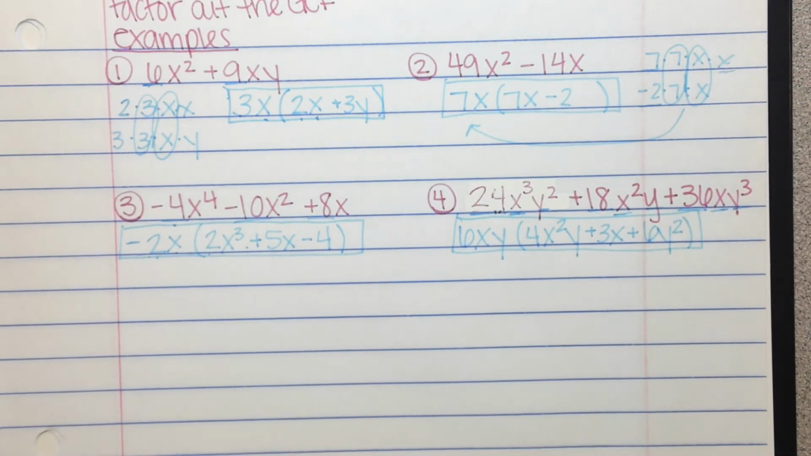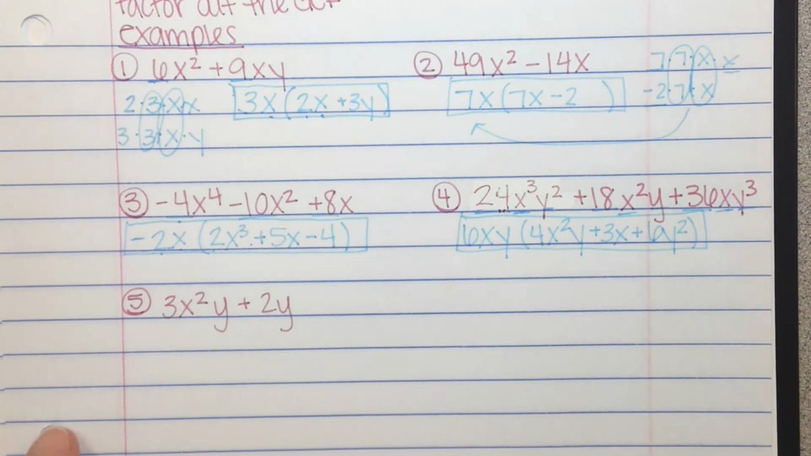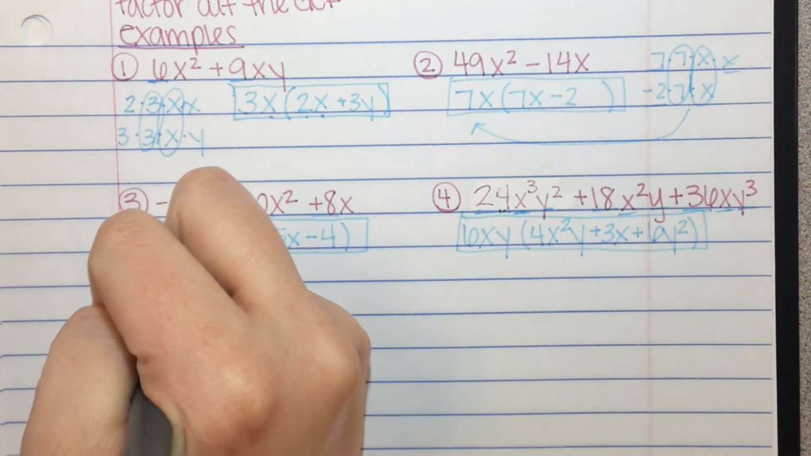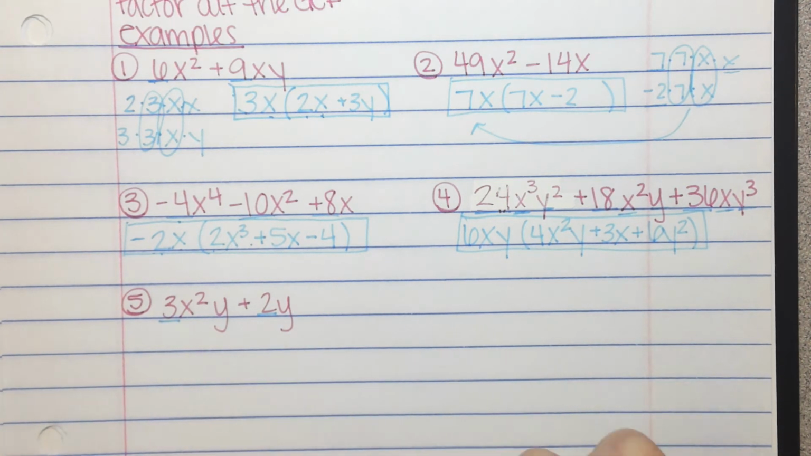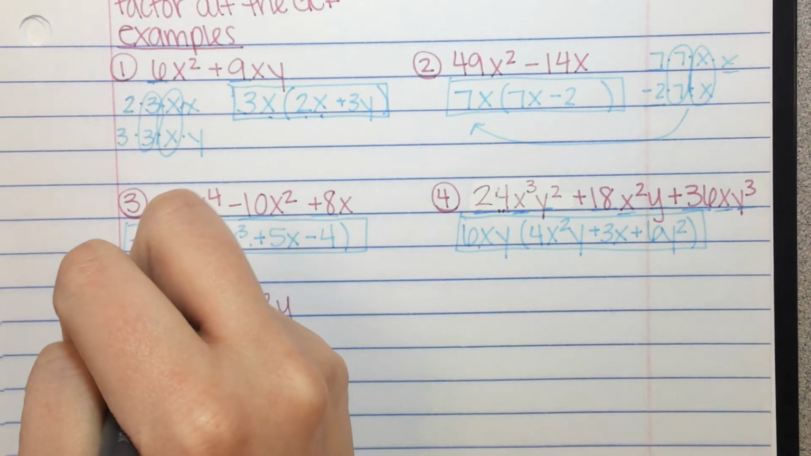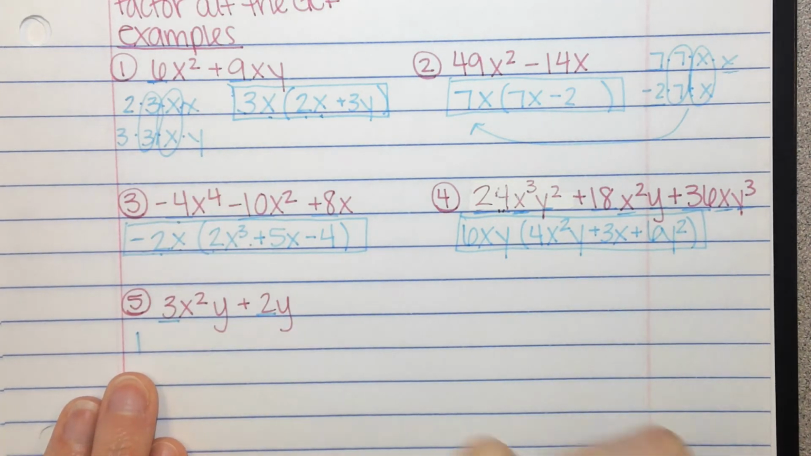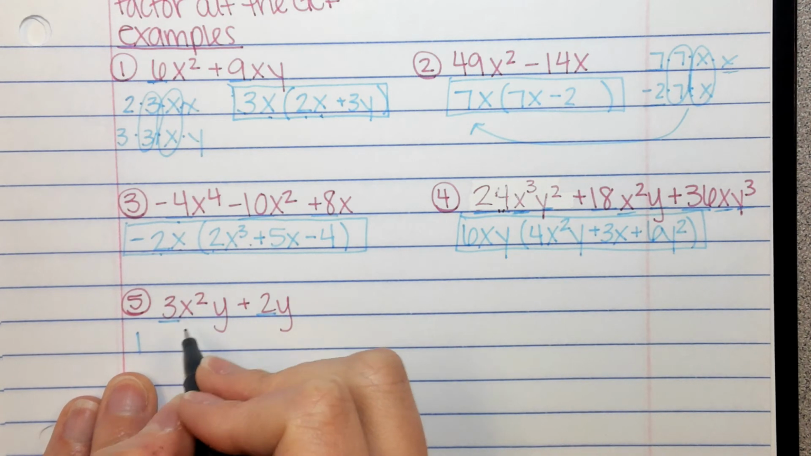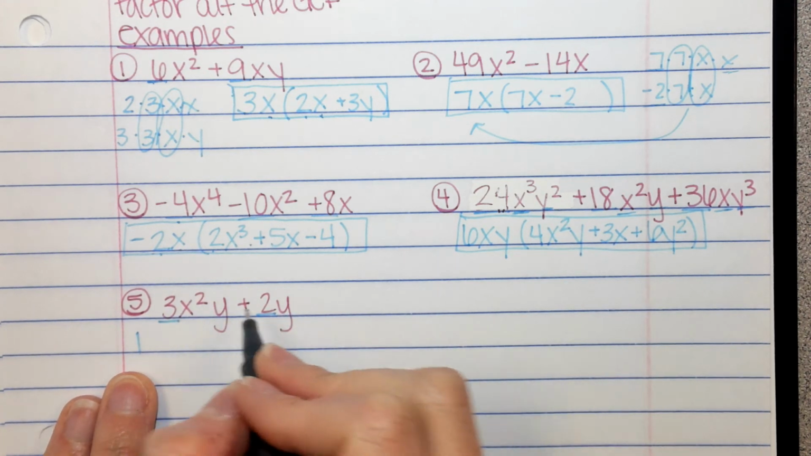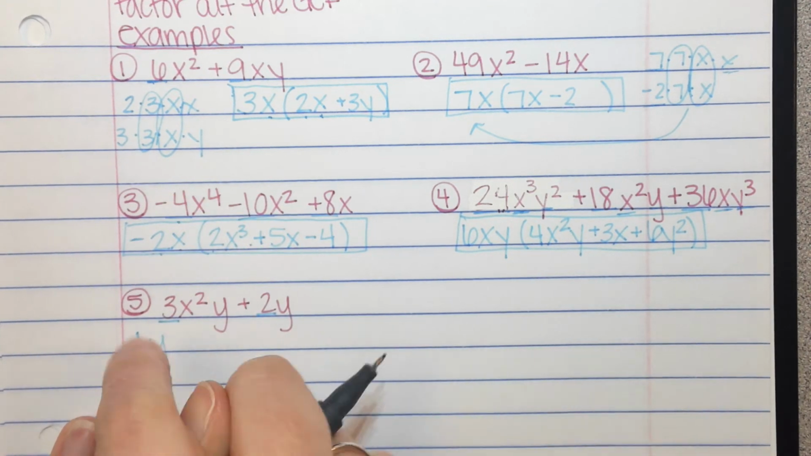Okay, our last example, we're going to look at it a little bit different. So we have 3x squared y plus 2y. So look at your numbers. We have 3 and 2. What's the GCF of 3 and 2? It's just a 1. So we could pull out a 1 there if you want to, if that helps you. And then both of them don't have an x, so we can't use x's, but what about y's? They have 1 y in common. Okay, now that's the same as just y.